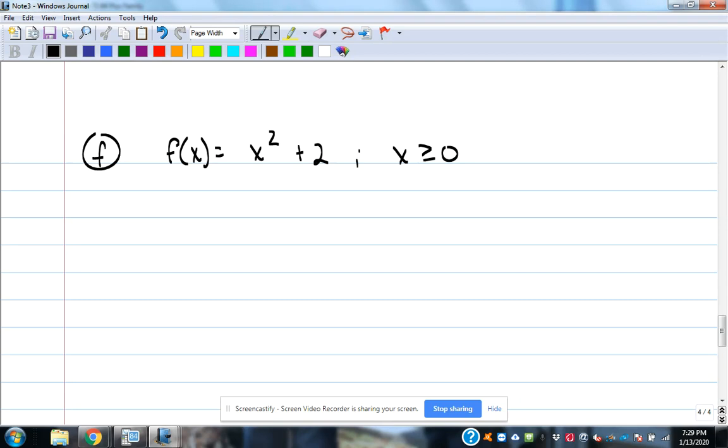So let's find the inverse of that. Again, first step, swap x and y. So that's going to be x equals y squared plus 2.